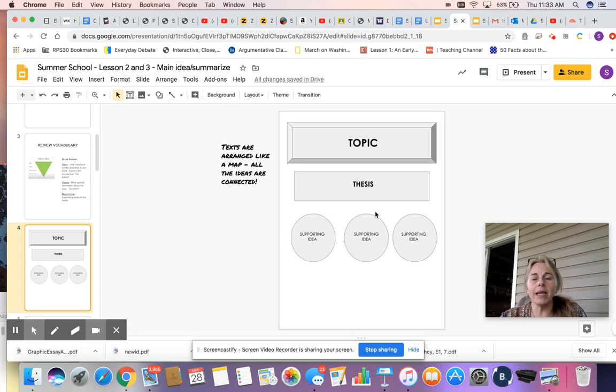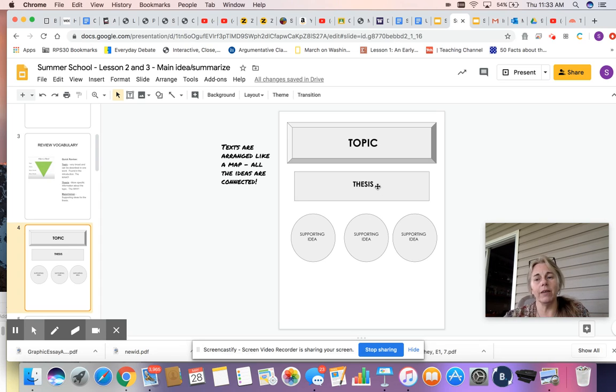In my body paragraphs, I'm going to find these. I'm going to find supporting idea number 1. Again, that ties in with this thesis. Supporting idea number 2, that ties in with this thesis. Supporting idea number 3, ties in with this thesis. This number can vary. I may only have 2. So this can vary, but again, all of these support this thesis.